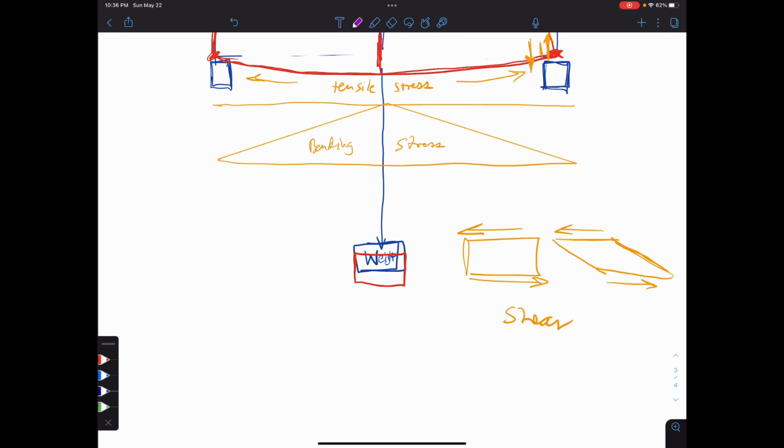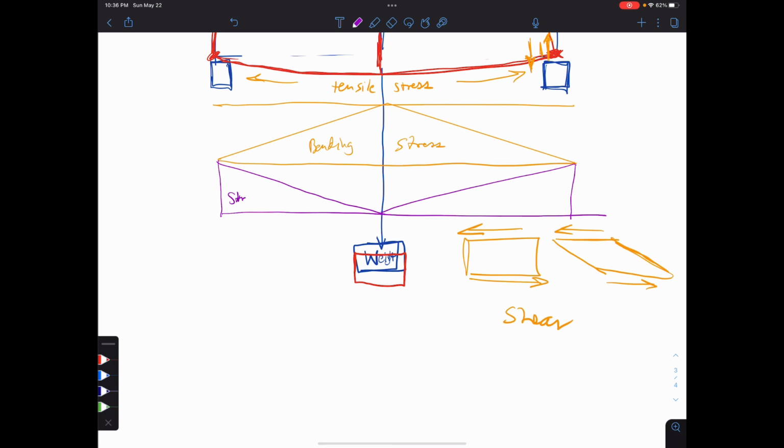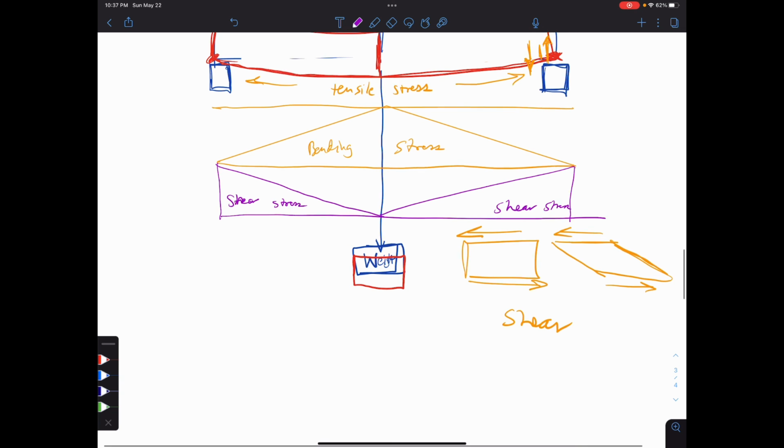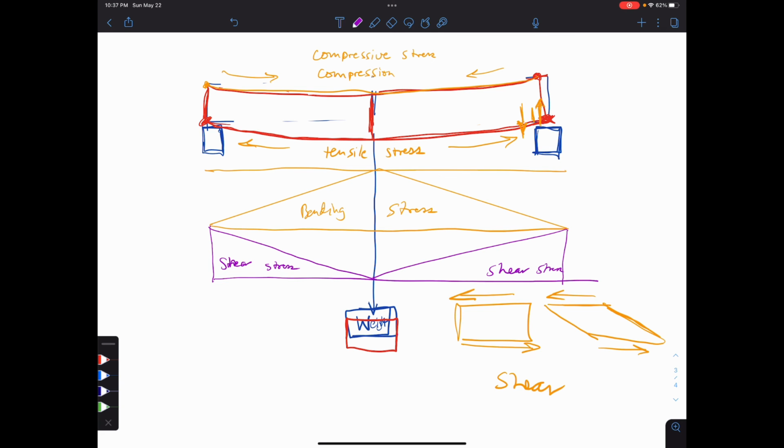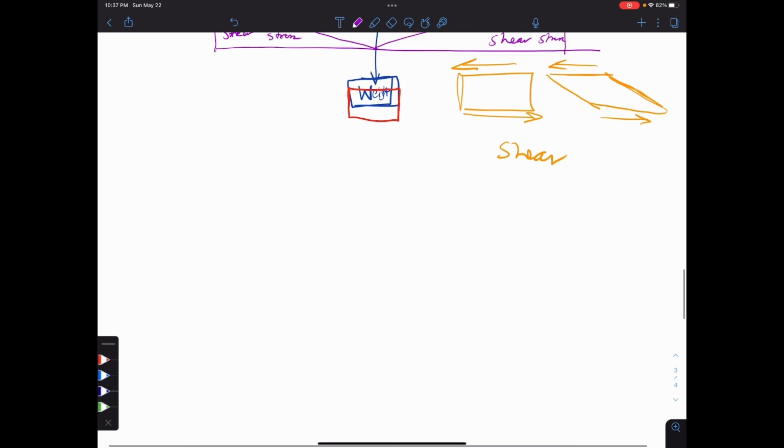So if I said, where is the shear stress the highest? If you guessed the outside, you'd be right. Boom, boom, boom. It's highest here. And if you guessed where it's lowest, you'd be right to guess it's in the middle. Okay? So this is the shear stress.